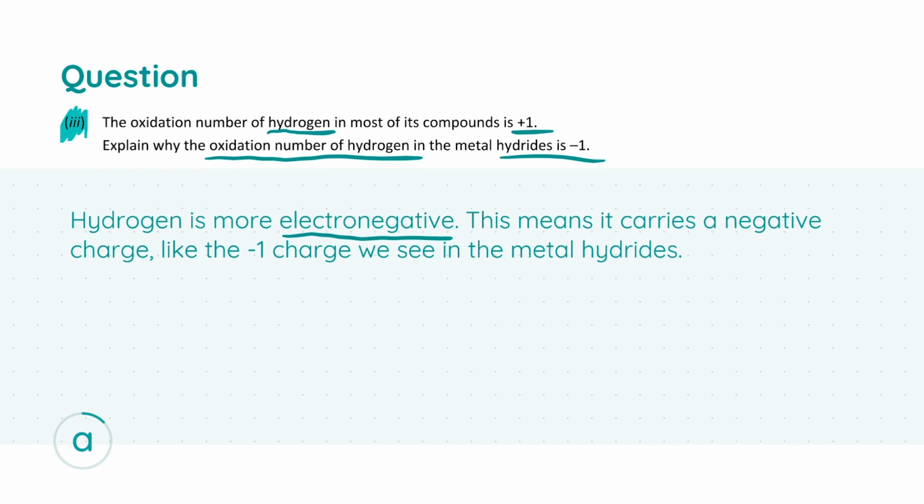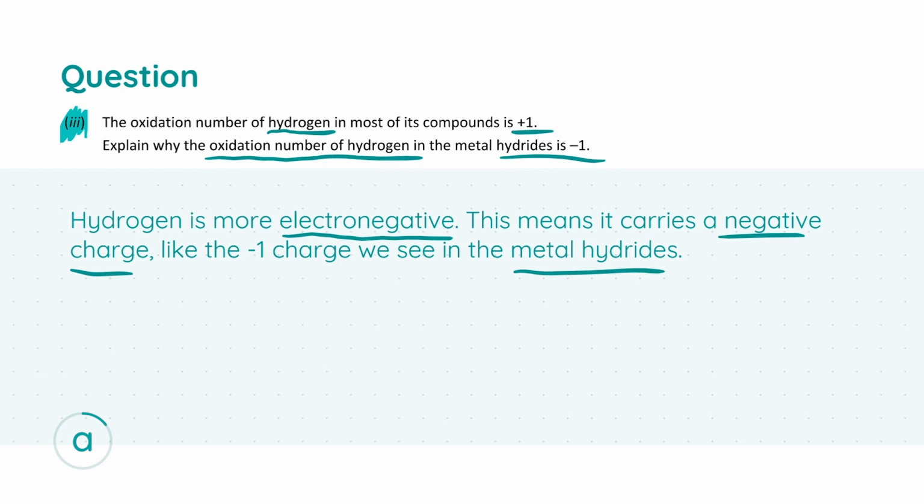Another thing that's being told here is that this is going to mean that it carries a negative charge, like the -1 charge that we see in those metal hydrides. So basically, the key takeaway from this answer is that hydrogen itself is going to be more electronegative, and this results in it carrying a negative charge, especially when we see it in these metal hydrides.